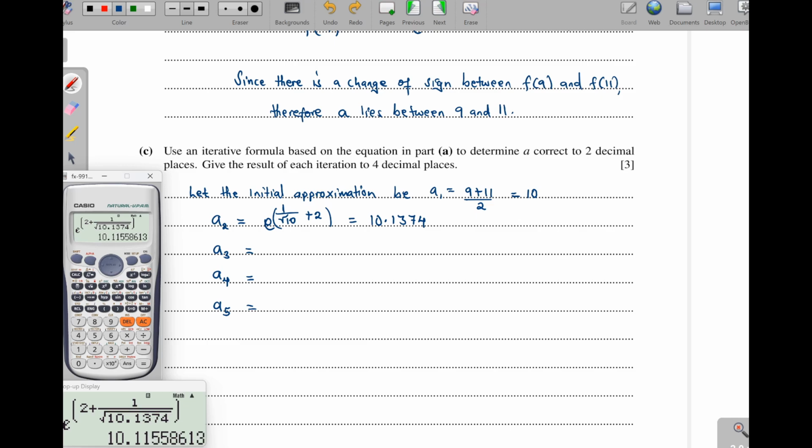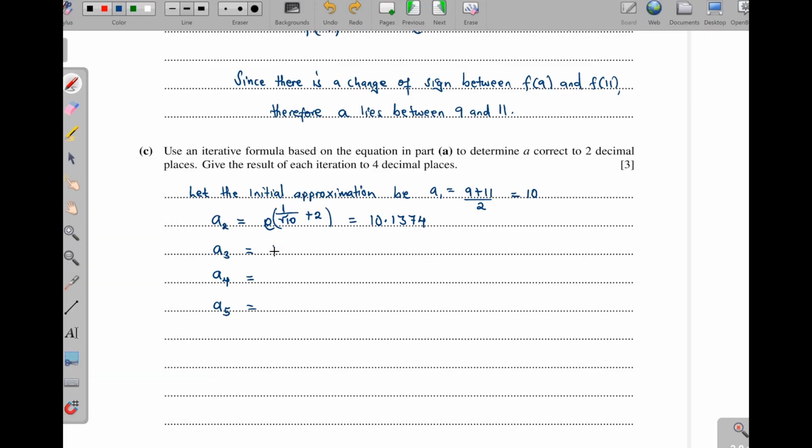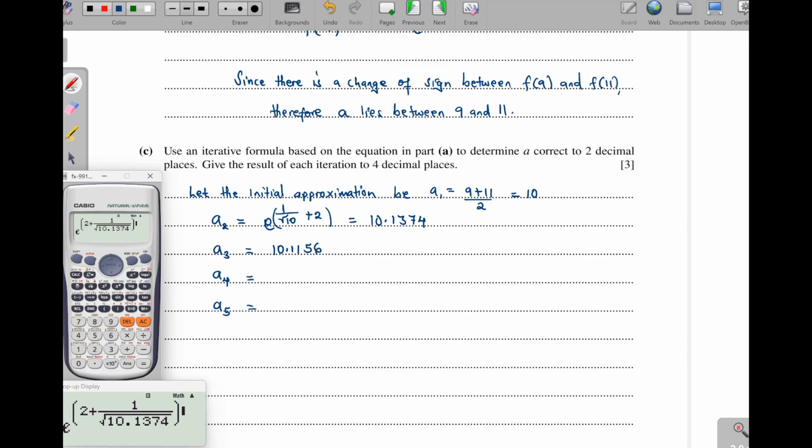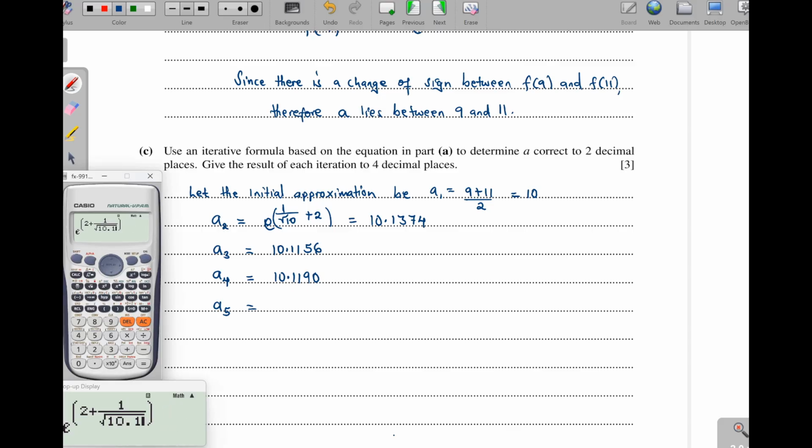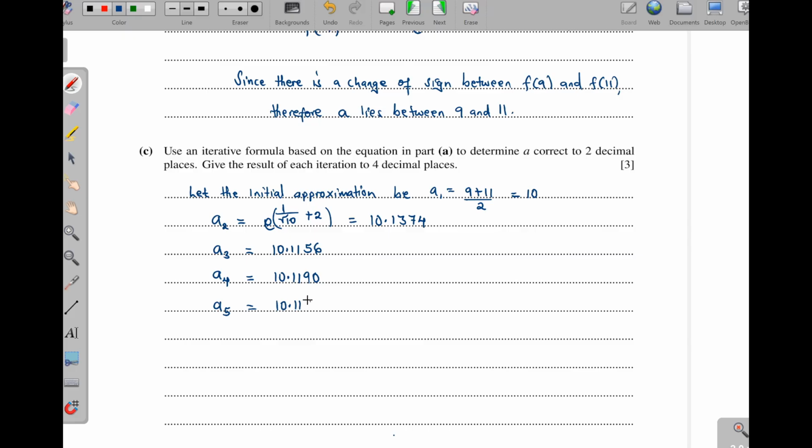So we have 10.1156. We continue. I'll come back here. I say 10.11, then 56. And this one gives us 10.1190. And then we can continue. We come back here and then we put 1190. Then this one is 1185, 10.1185. When do you know that you're supposed to stop?